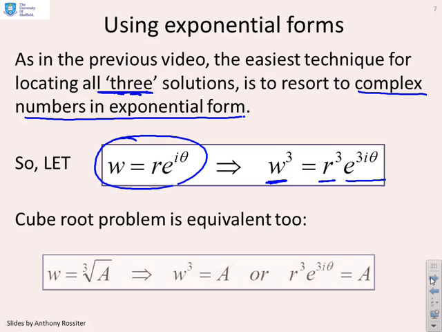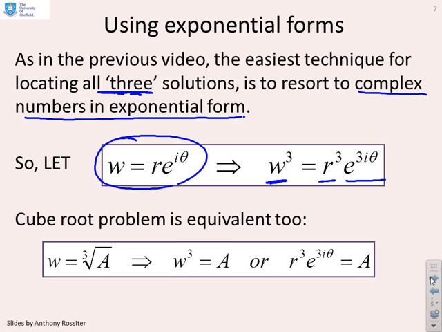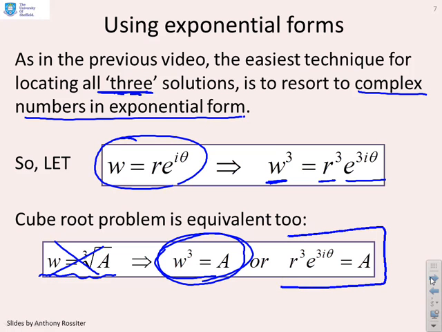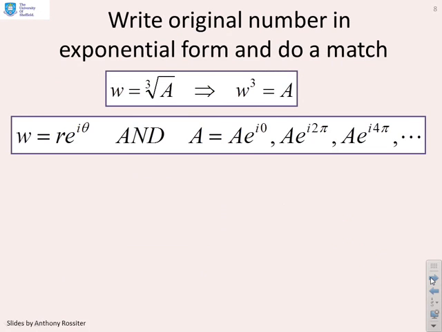Now, we said the cube root problem is equivalent to writing this. So instead of finding w equals the cube root of a, I'm not going to do it that way. I'm going to do w cubed equals a. Now I've already rewritten w in exponential form, so I can now rewrite this problem as find r and theta such that r cubed e to the 3i theta equals a. So this is the problem that I'm going to try and solve, and it's somewhat easier. So here we go.